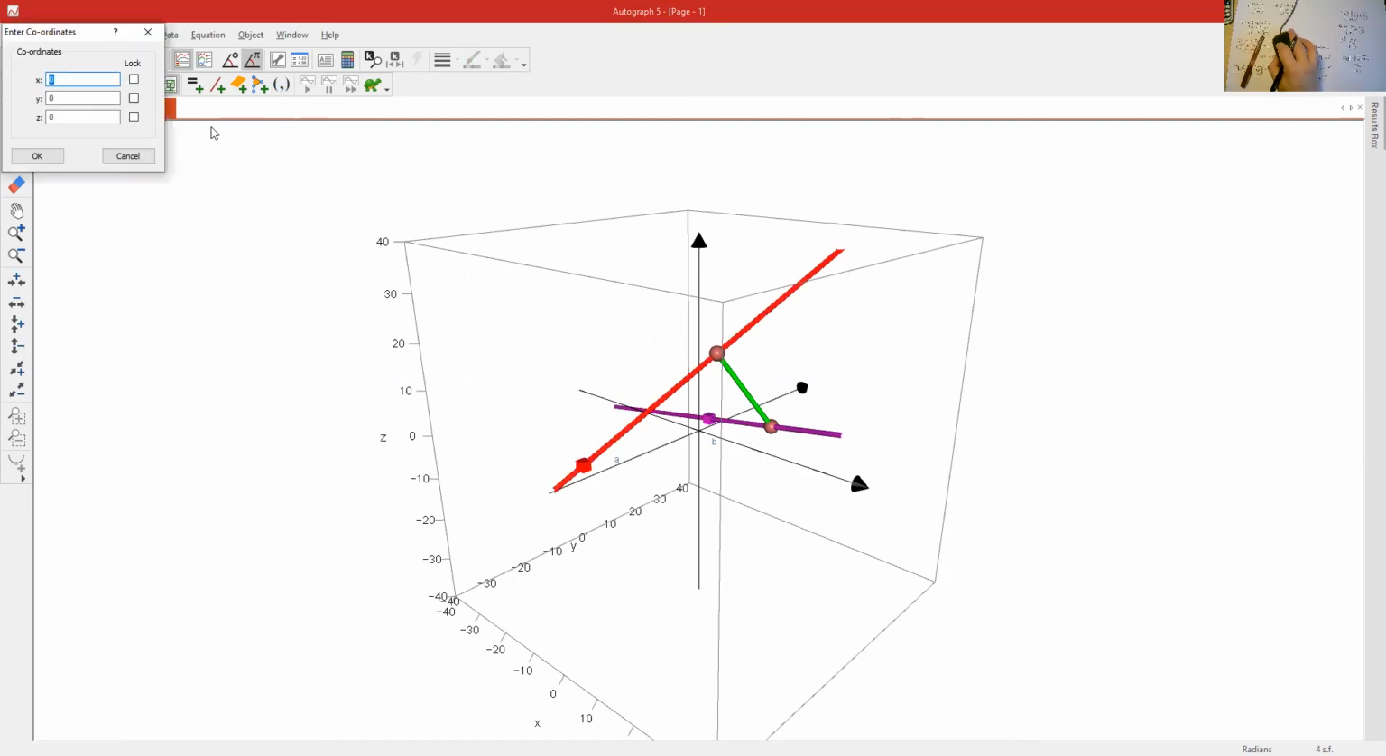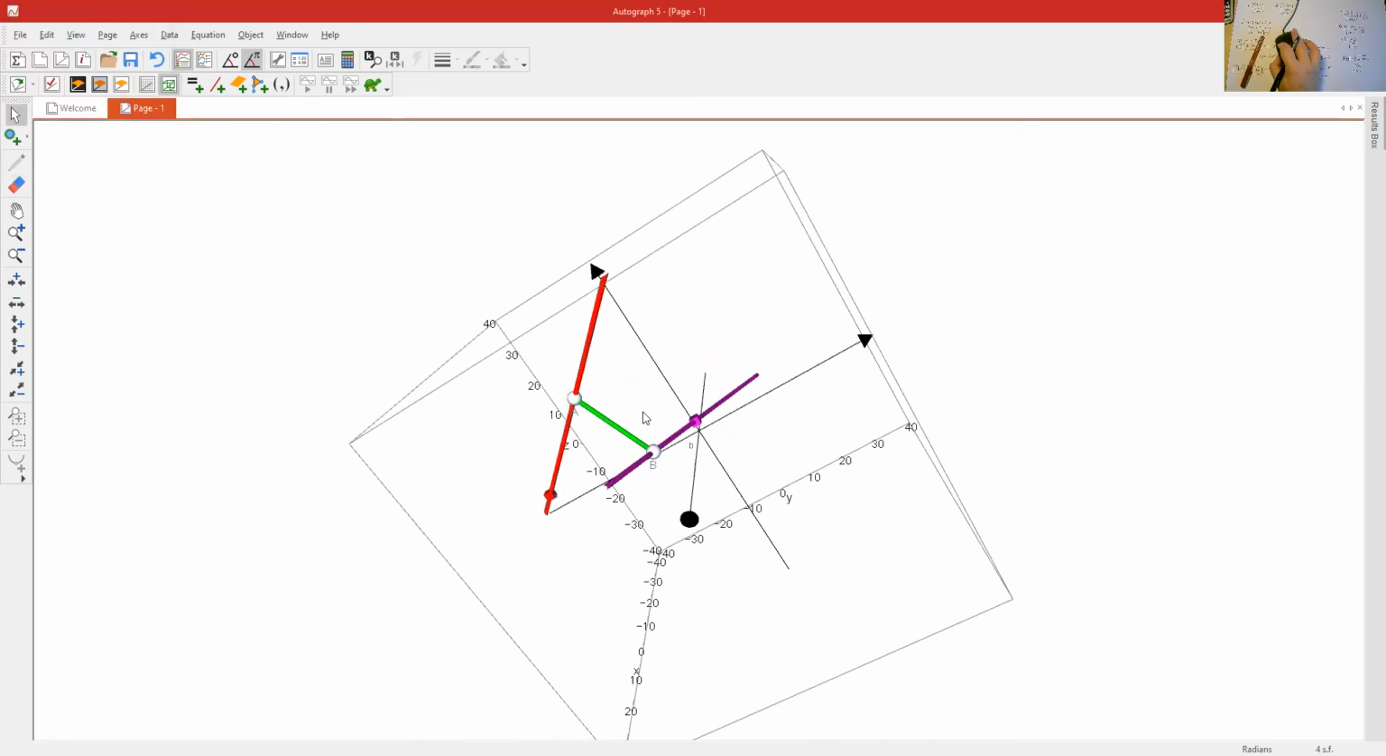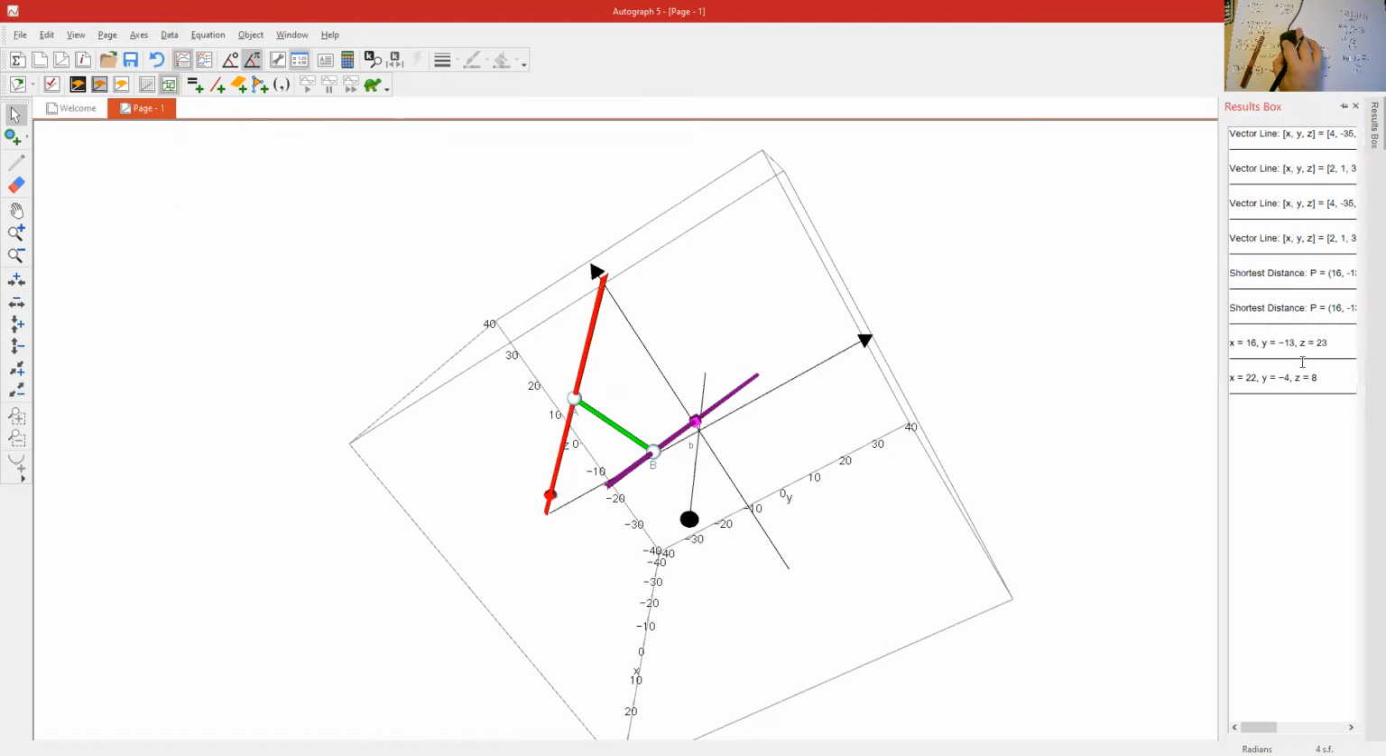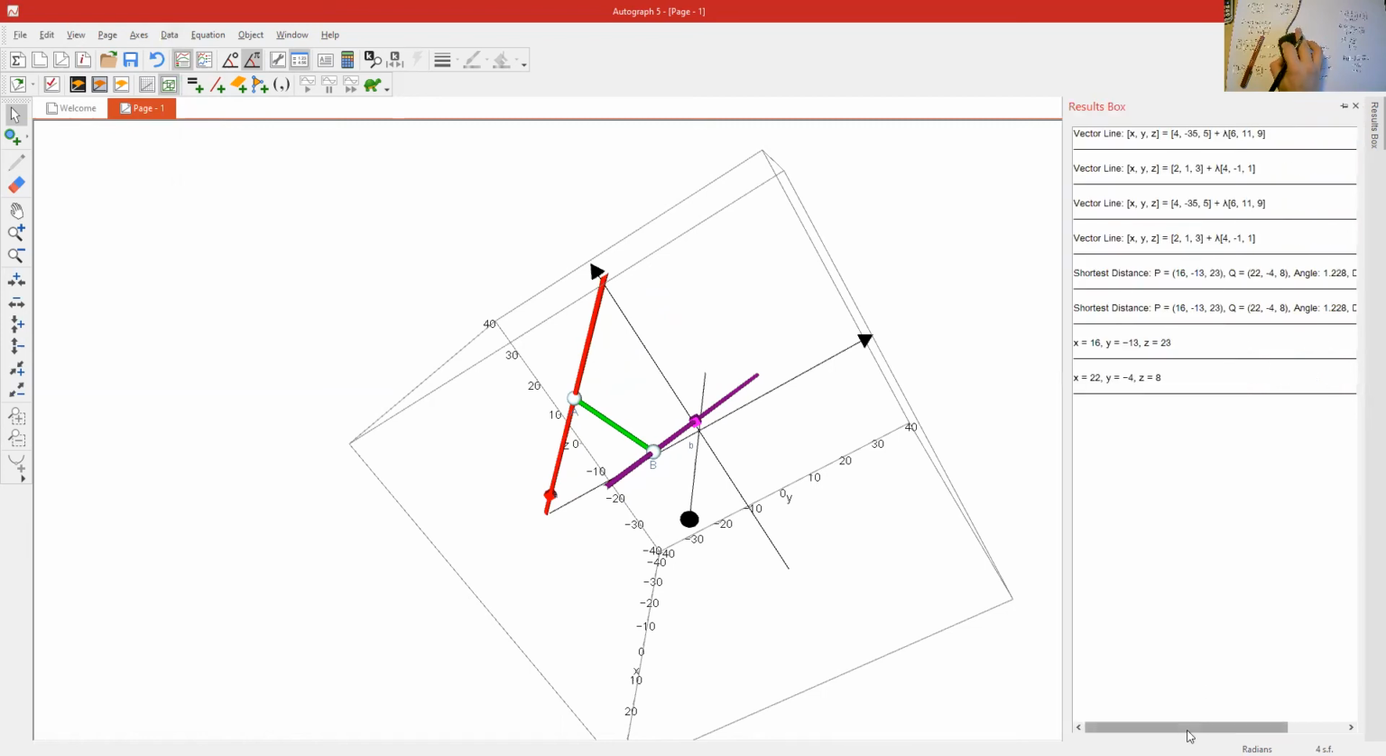So we'll stick the coordinates in: 16, negative 13, 23. Yep, that's come up on this end. So hopefully this will be Q. Stick a new coordinate in: 22, negative 4, 8. And there it is there. So we've got the right values. So hopefully the results box has a distance that we can show you of 18.49, which is pretty close to my 18.5, which is almost certainly just a rounding that I did.